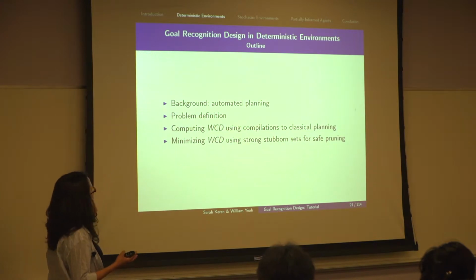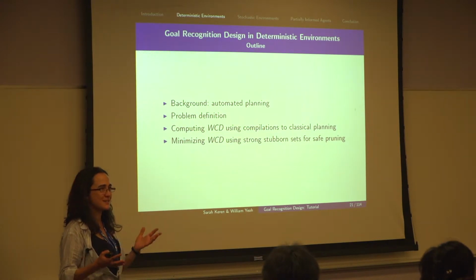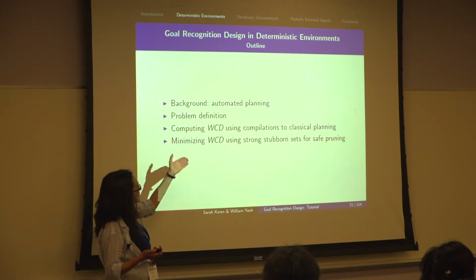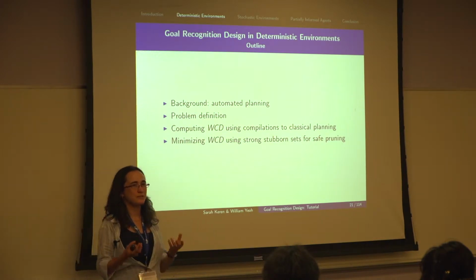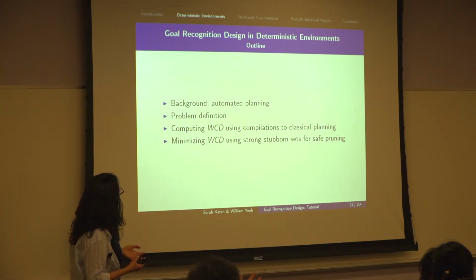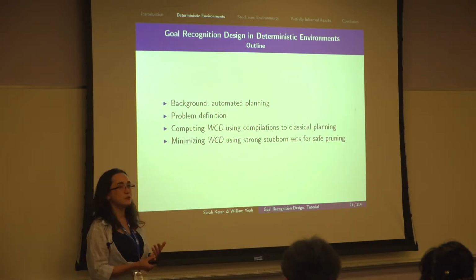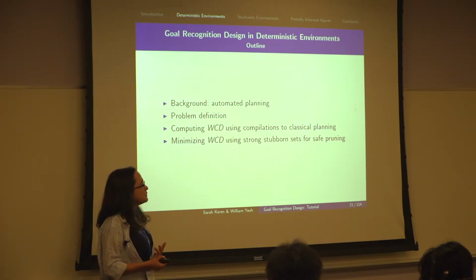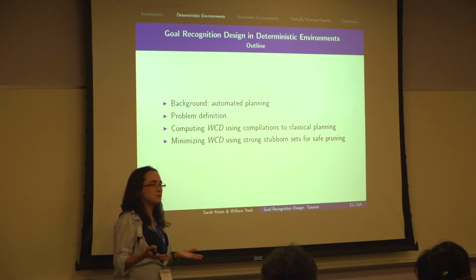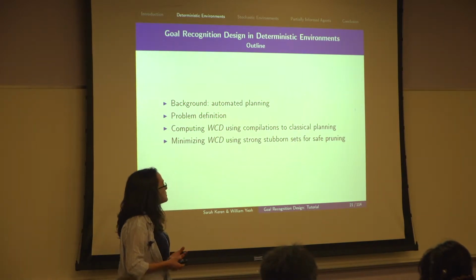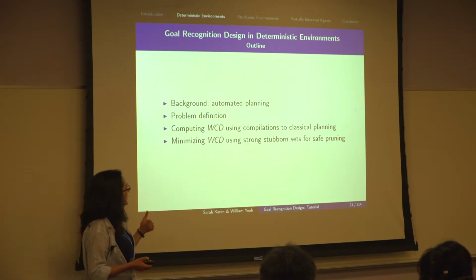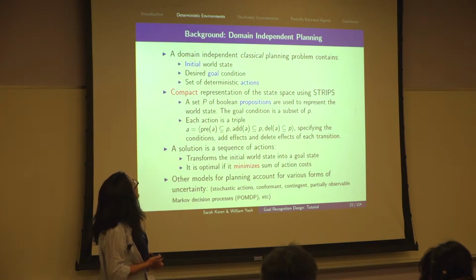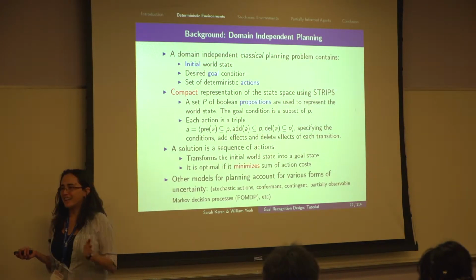What I'm going to do is briefly cover automated planning, assuming you guys are familiar with this stuff, some of you even better than me. And then I'm going to give the problem definition. How do we define a goal recognition design problem for a deterministic environment? I'm going to talk about computing worst-case distinctiveness using compilations to classical planning. And then I'm going to talk about the optimization stage. How do we find the best way to introduce change using specifically techniques for safe pruning. So, background: domain-independent planning.